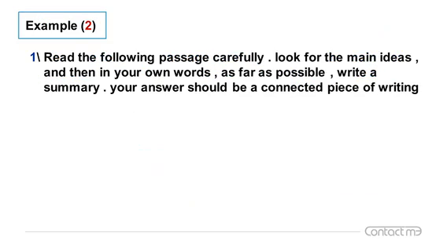Example number 2. Read the following passage carefully, look for the main ideas, and then in your own words as far as possible, write a summary. Your answer should be a connected piece of writing. Your answer should be a connected piece of writing is very important. You should not use numbers. You should not write in short notes. You have to write in complete sentences and in one paragraph.